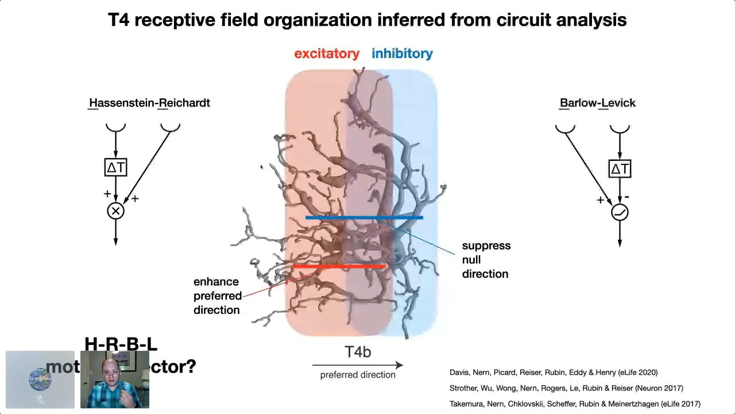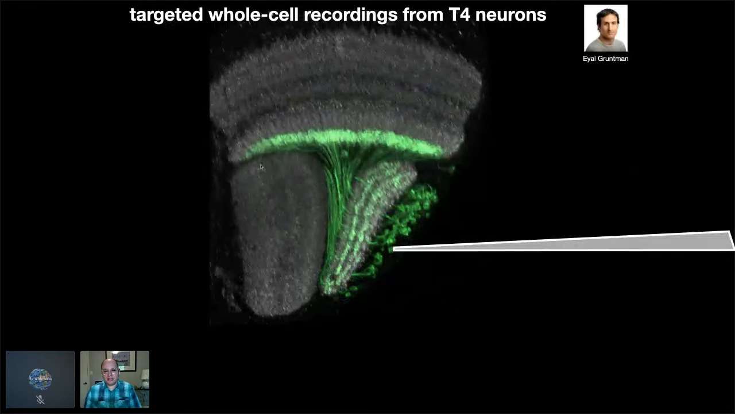Furthermore, we also really want to confidently ascribe a functional role to inhibition. Again, calcium indicators are quite insensitive to hyperpolarization, especially in the dendrites of these neurons, which at rest have very low calcium levels. So it's nearly impossible to detect reductions in calcium. And so Eyal Gruntman, a really brave, heroic, talented postdoc in the lab, took on the challenge of trying to get reliable whole-cell recordings from T4 neurons.